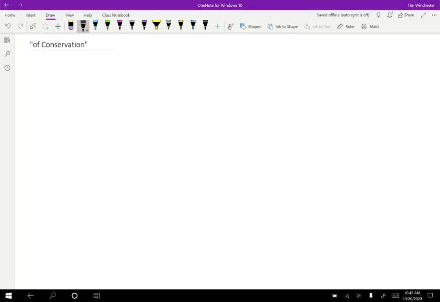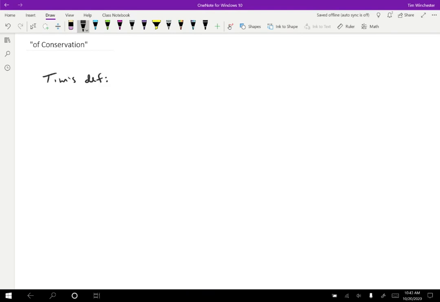Okay, so the next part of the law of conservation of momentum that requires explanation is the word conservation. So what does it mean if something is conserved? Well, there are multiple different ways to think about this, but they all kind of circle around the same ideas. And so the way that I think about this is the following.